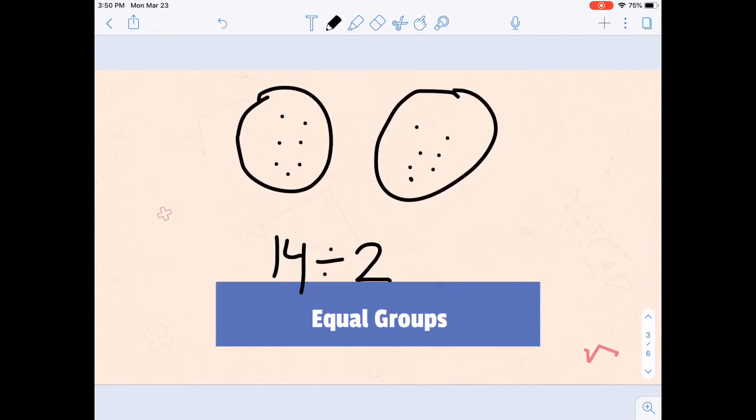Okay, so let's make sure that both of our circles have the same amount of dots. Circle 1, I have 1, 2, 3, 4, 5, 6, 7. My second circle, I have 1, 2, 3, 4, 5, 6, 7. So they do equal each other, so my quotient is going to be 7. And again, my multiplication whizzes out there, you can probably see that if I turn some things around, 7 times 2 is going to equal 14.